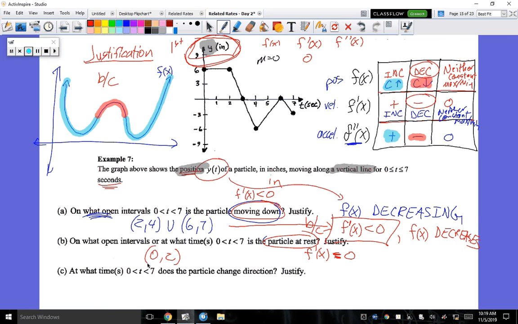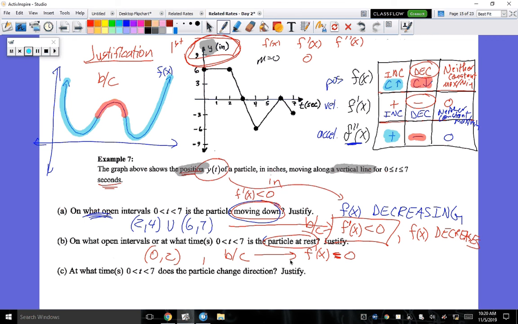Where else is f prime of x equal to 0? So some people are saying 4 and some people are saying 6. And here's what I'll say. If they were smooth and curved, then yes, we would include them. But because it's a cusp, what's the derivative of a cusp? We don't know it. It's undefined. We cannot do it. So the cusp is not going to say that it's 0 at 4 and 0 at 6. You with me? Does that make sense, guys?